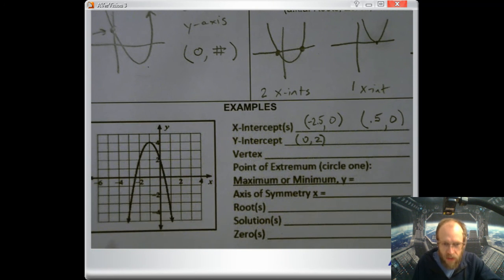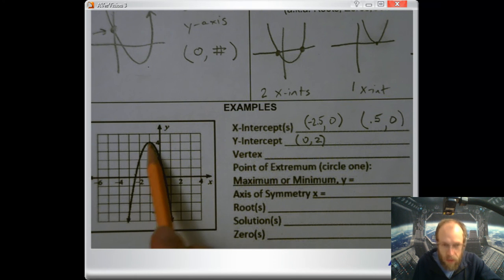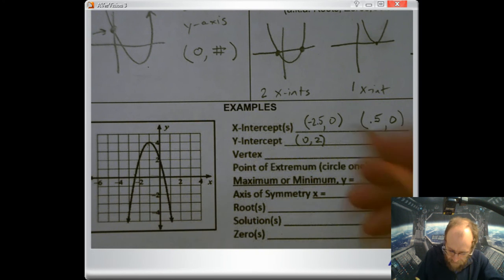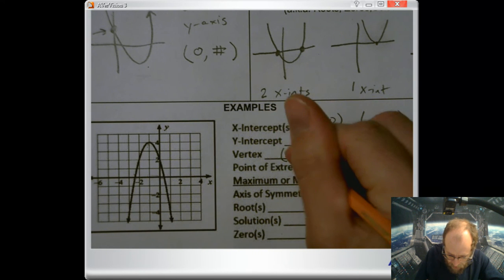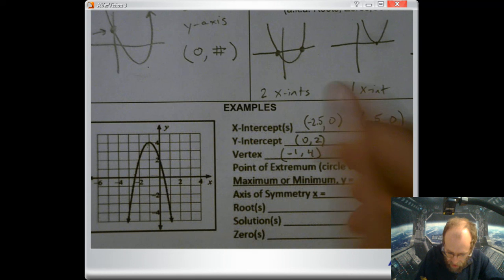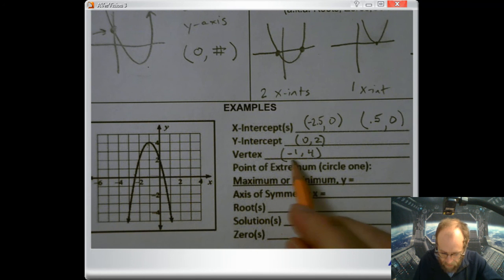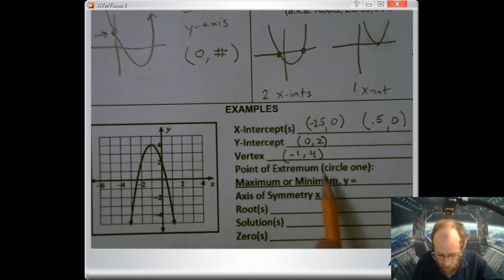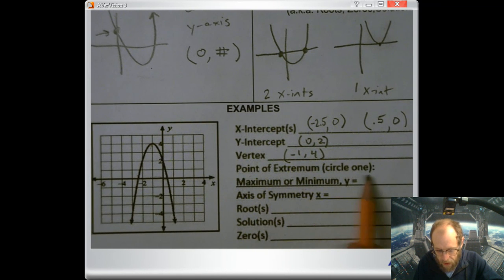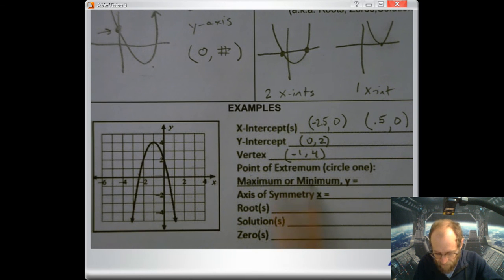Where's the vertex? Well, in this case, it's a maximum point, a high point, the top of a mountain. It's right there. What are the coordinates of that point? X value first, -1, y value 4. So again, the vertex is a point, so its location is going to have an x coordinate and a y coordinate. Now, point of extremum. So the question here is, is that a maximum or a minimum, first off?